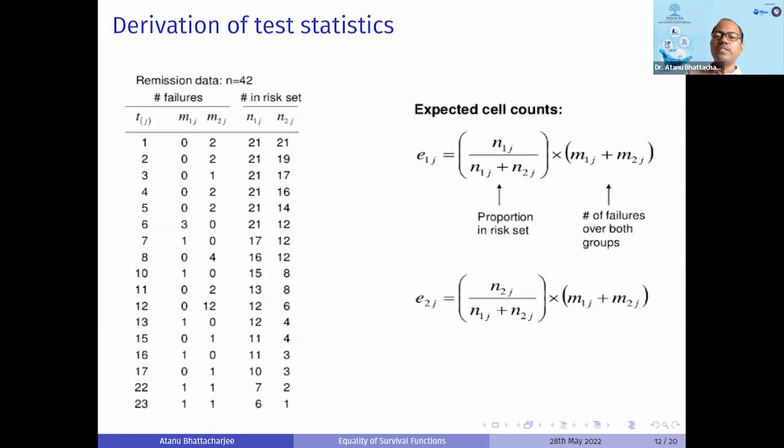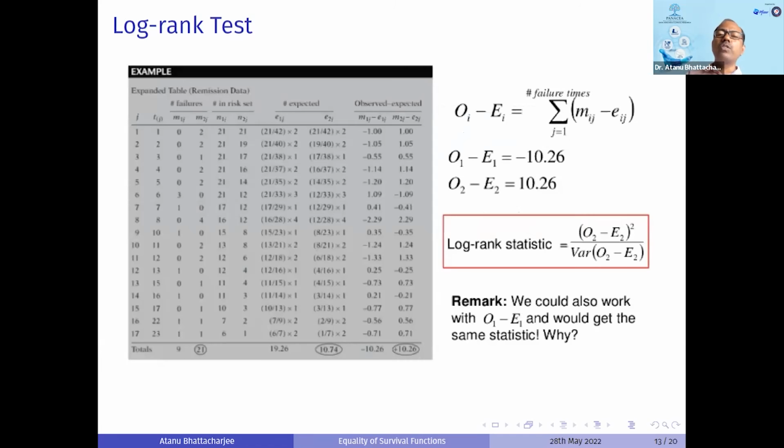So here the expected cell values are created, and we also have the observed values, and thereafter we can make the log-rank test statistic comparison. If this value is quite high, then we say that both groups are different. I'm not going into more detail about how to calculate the observed and expected values, because nowadays nobody calculates manually, so it makes no sense.